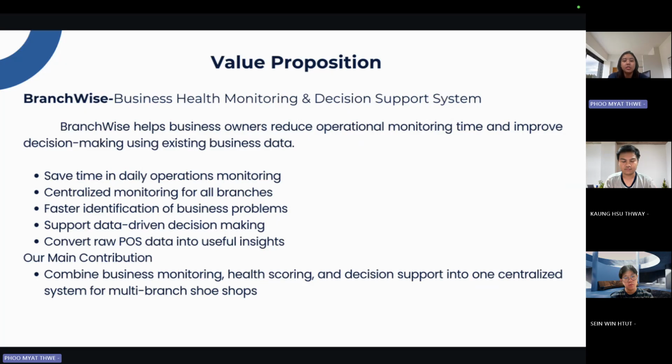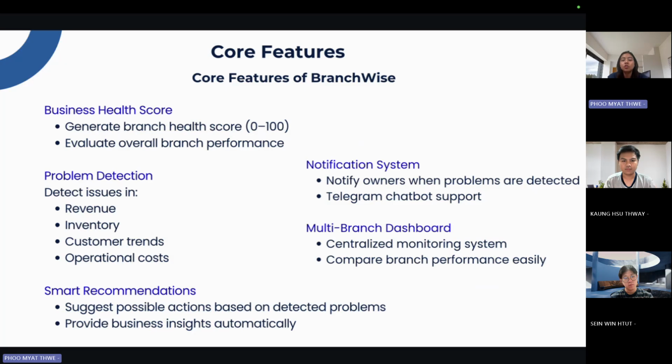Our main contribution is combining business monitoring, health scoring, and decision support into one centralized system for multi-branch shoe shop owners. There are six core features inside our BranchWise system. The first one is the business health score. It generates a branch health score from 0 to 100, and based on the score, our system shows green to red points, and it evaluates overall branch performance.